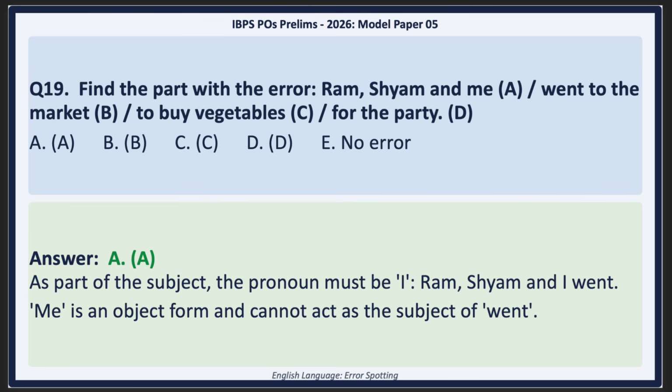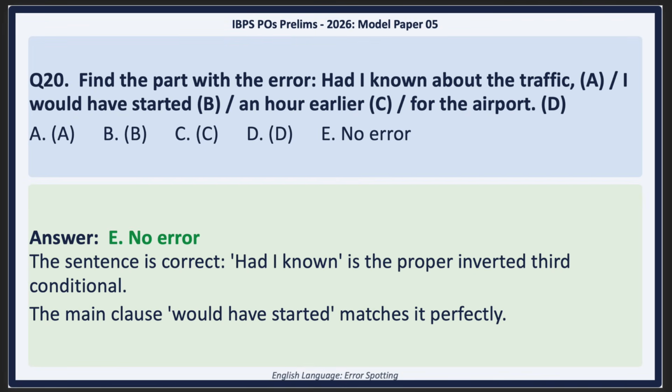Okay, question 20. "Had I known about the traffic, I would have started an hour earlier for the airport." Where is the error? There isn't one. Option E, no error, is the correct choice. Wait, really? A trick question. It evaluates the third conditional, expressing a hypothetical past situation and its hypothetical past result. The strict structural requirement is "had," plus the subject, plus the past participle, followed by "would have," plus the past participle. It is flawless. Test makers include flawless sentences to test your conviction. That's brilliant.